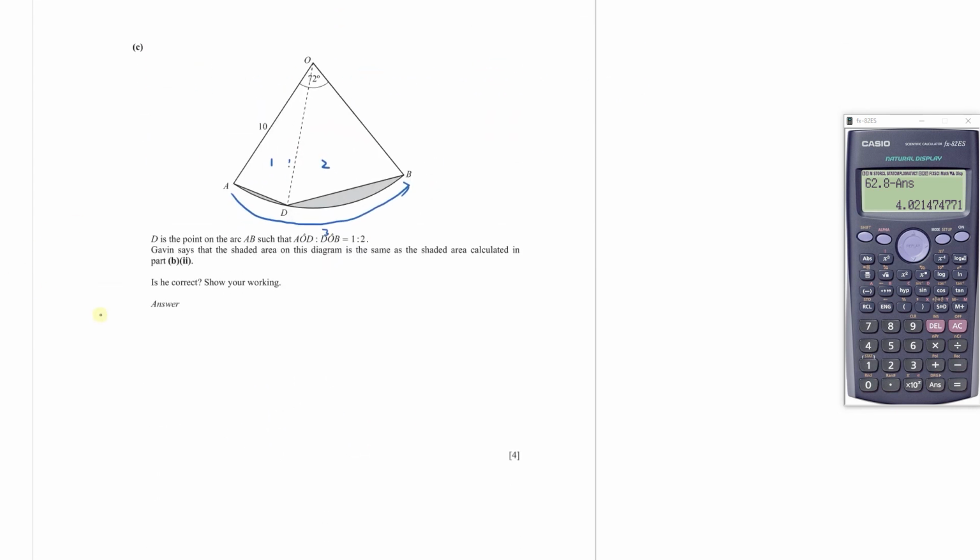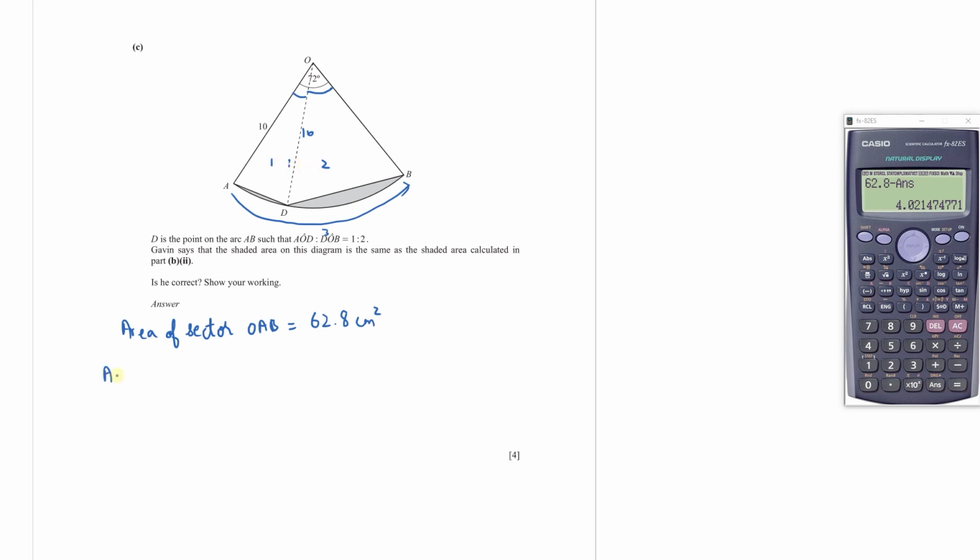So let me just write it down here. Area of sector OAB that you calculated in the previous part was 62.8 centimeters square. So now the area of the shaded region is this area of sector minus the area of this triangle AOD minus the area of triangle DOB. So let's first calculate the areas of these two triangles. For those we need, so this is 10, this is also 10 because this is also the radius. All we need to find are these two angles. So this angle here and this angle here.